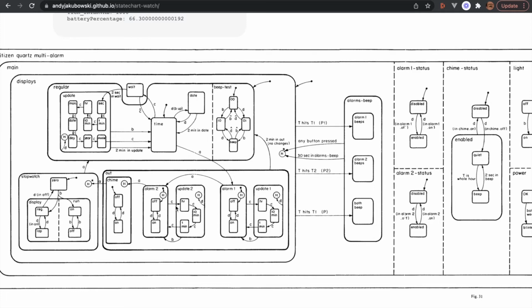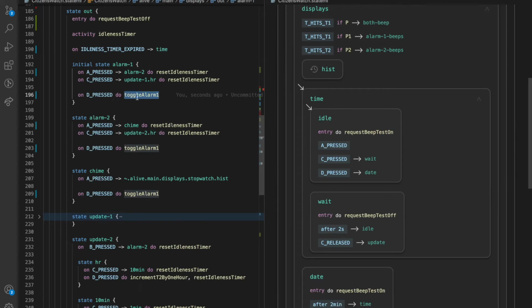Not really. Remodeling, so alarm 1 won't have off and on states. Alarm 1 basically just allows the D external event to trigger something. It's sort of saying when D is pressed, I'm gonna raise some event. Maybe we just call it raise toggle, raise alarm 1 toggle. Something like that.